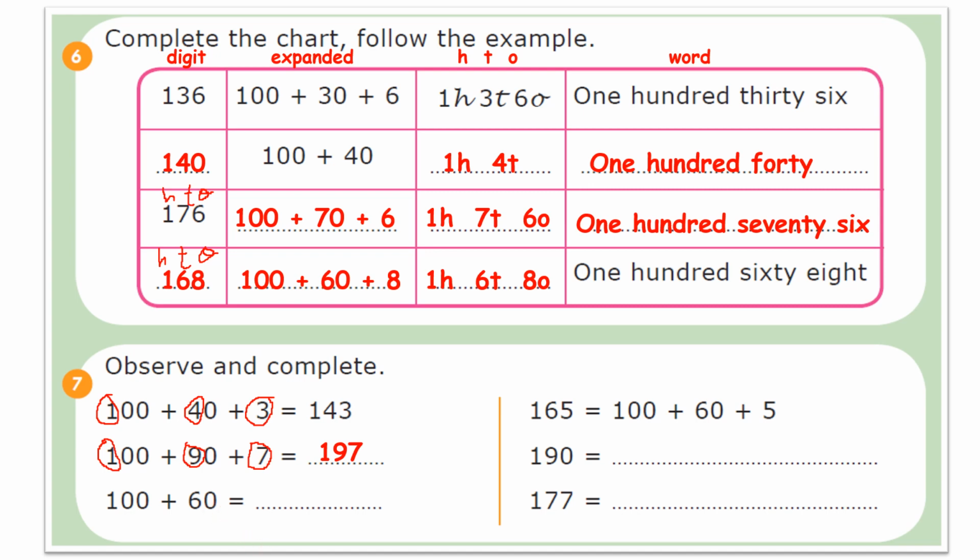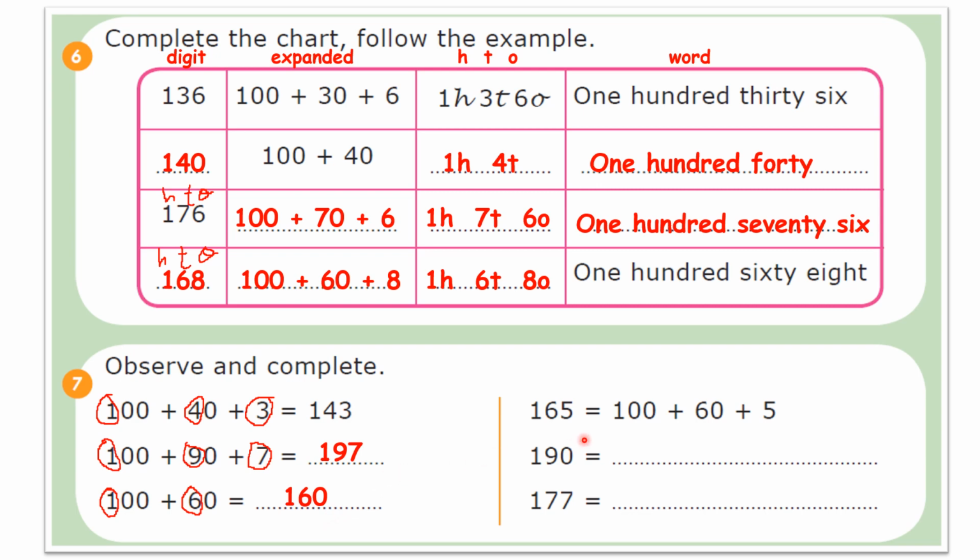And the last one, it's 100 plus 60. I need to write it as digit. Also the same, we take only the 1 digit in the hundreds and the 6 digit in the tens, and we write the number. It will be 160. And don't forget that, why did we add the 0 here? Because I don't have ones. 0, as I said, is a placeholder. So I don't have ones, we write 0.